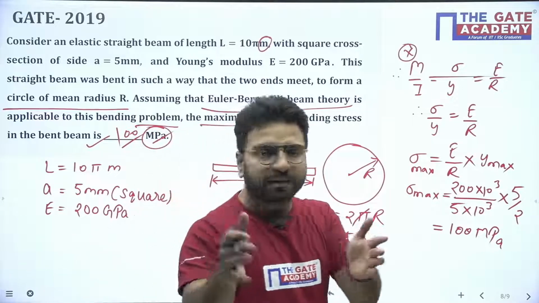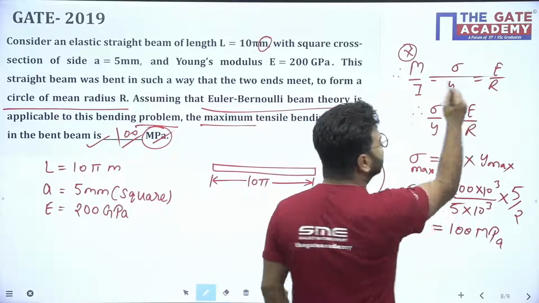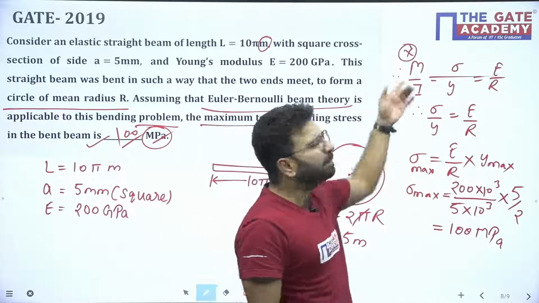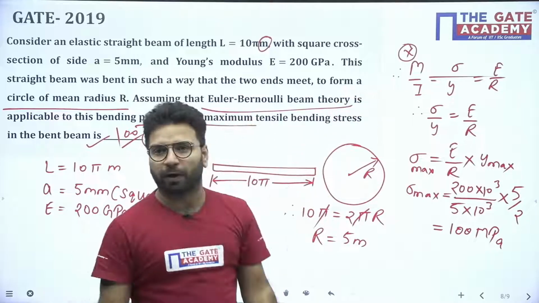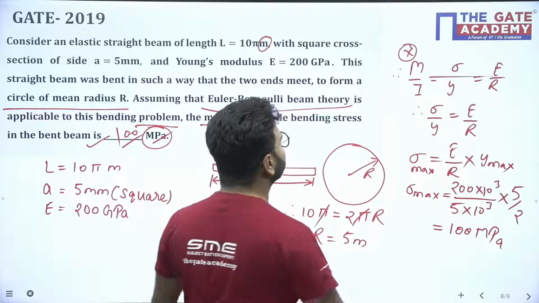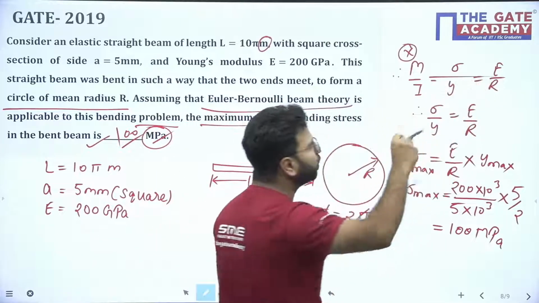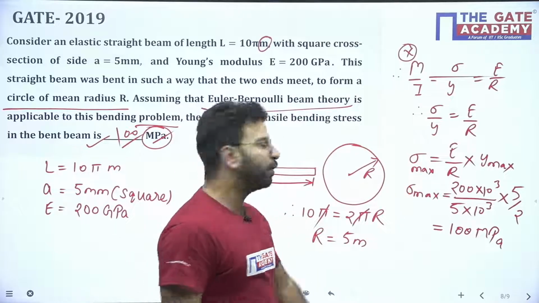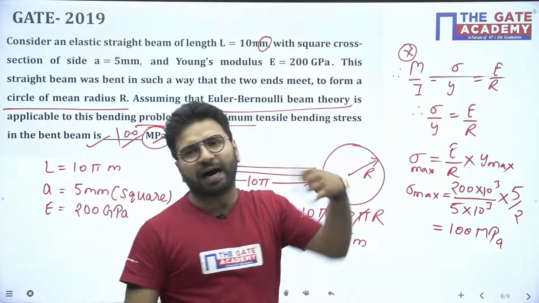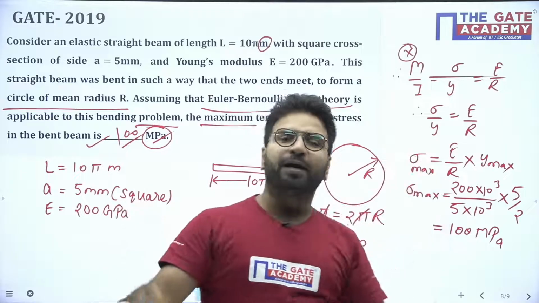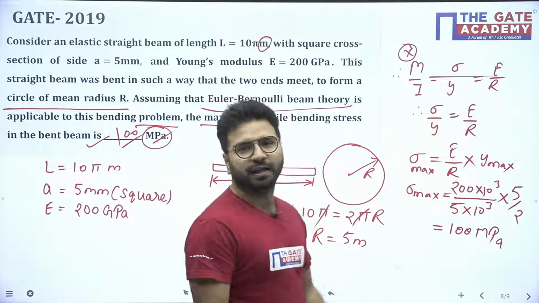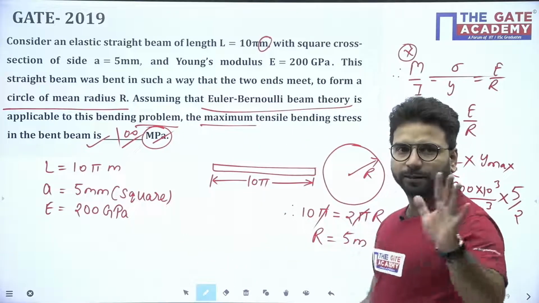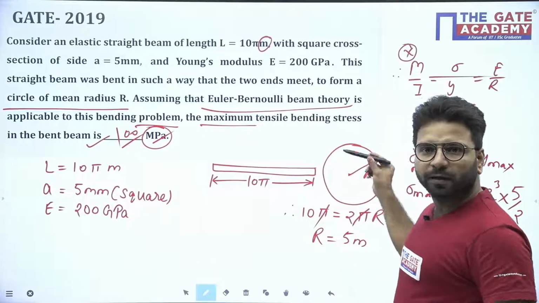I have to use only sigma upon y is equal to E upon R, because the question has not said anything about M, so I cannot use M upon I here. So what will we do, beta? We have to use the R only. How can I find R? Just put all the values in the formula and you will get the answer. Okay, that's it. Clear, Rahman?